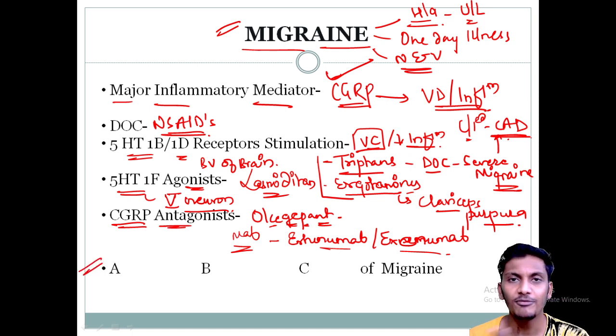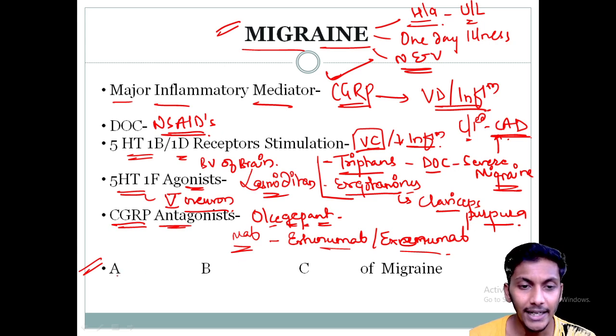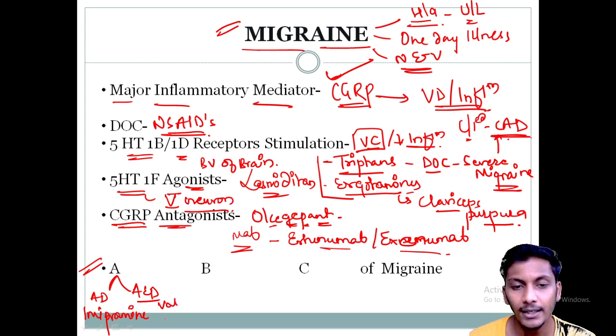Then next, we need to remember some ABCs of migraine. The ABCs of migraine are important. A goes for two drugs. First is an antidepressant like imipramine. Second is an anti-epileptic drug like valproate, or you can also use topiramate. These two anti-epileptic drugs are also used in migraine.